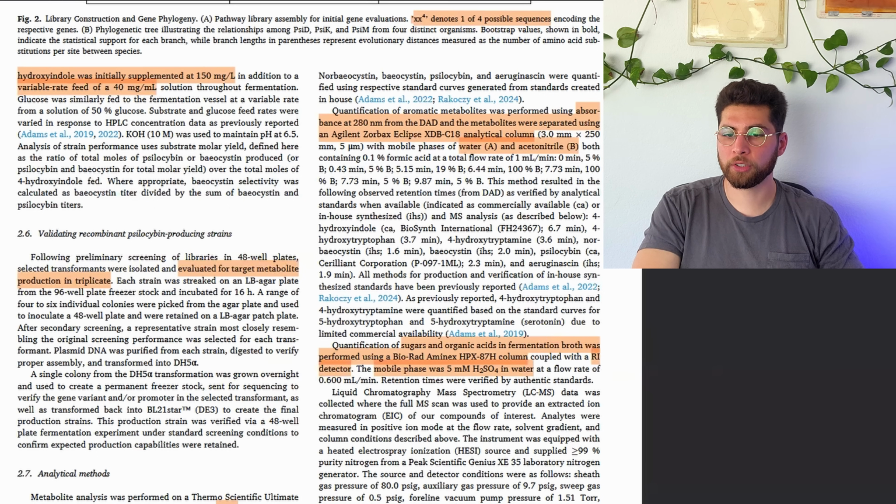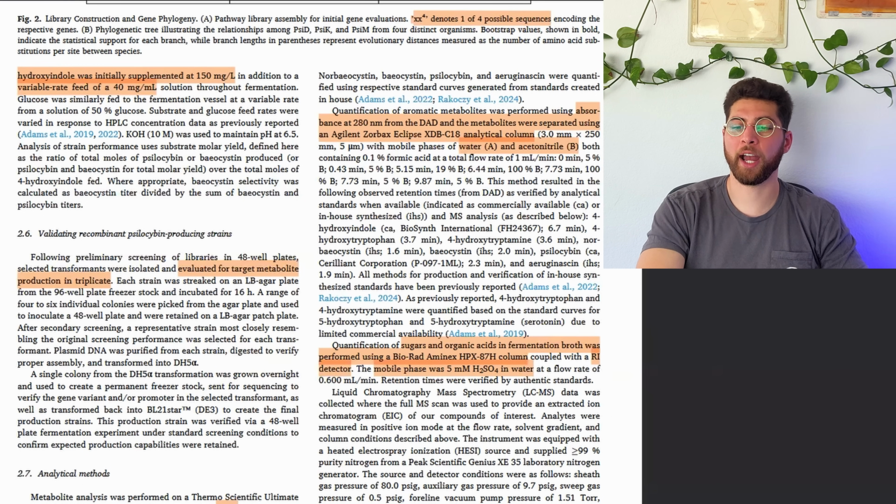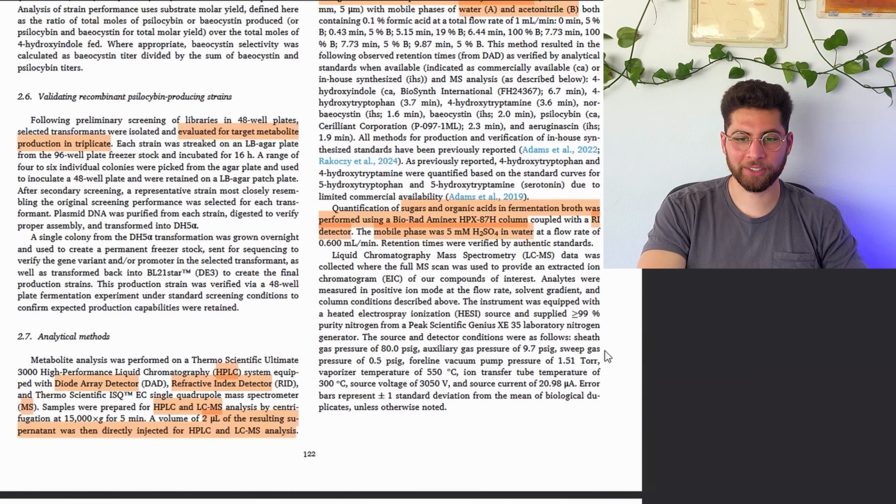And then for sugars, they're using an HPX 87H column. And again, they're using that refractive index detector for the sugars. And their mobile phase in that case is just sulfuric acid and water. So dilute sulfuric acid and water. All right, we have survived the materials and methods section. Congratulations.